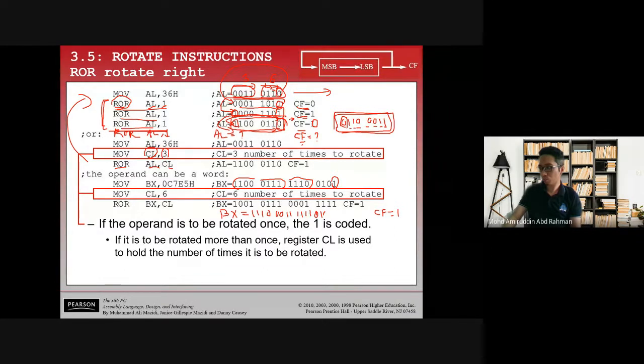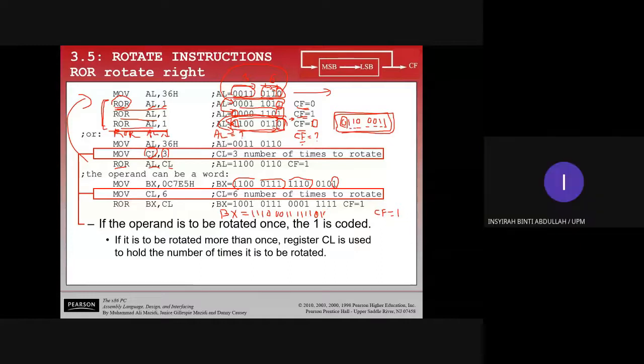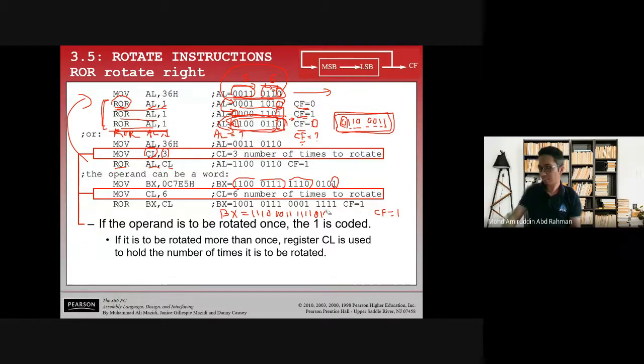0101. Are you sure 0101? 0100. Okay, so we have here 0100. Okay, look back over here. So you have already put one over there, so don't be confused. Just put one over here. So this should be the number.